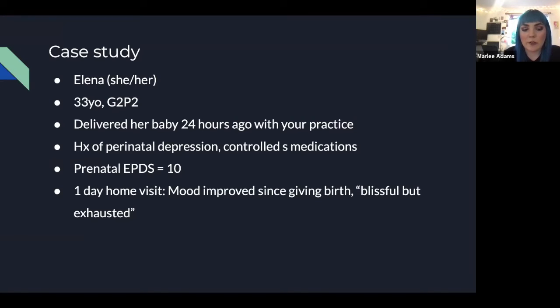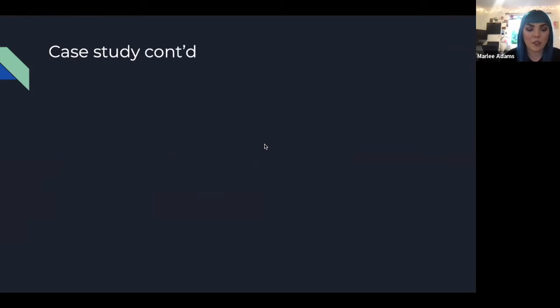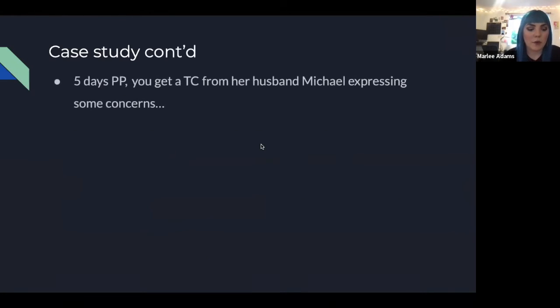She experienced similar depression in this pregnancy, and her EPDS score at 36 weeks was a 10, so that's a positive screen, and reported no suicidal ideation. So you see her for her day 1 home visit, and she reports feeling much less depressed than she did in pregnancy. Her mood is normal and she's feeling blissful but exhausted. So at 5 days postpartum, you get a phone call from her partner, Michael, concerned about her behavior.